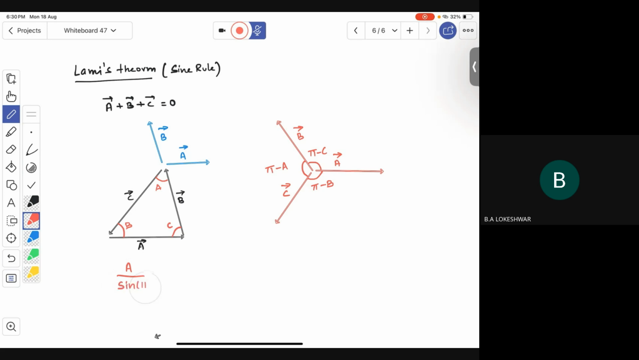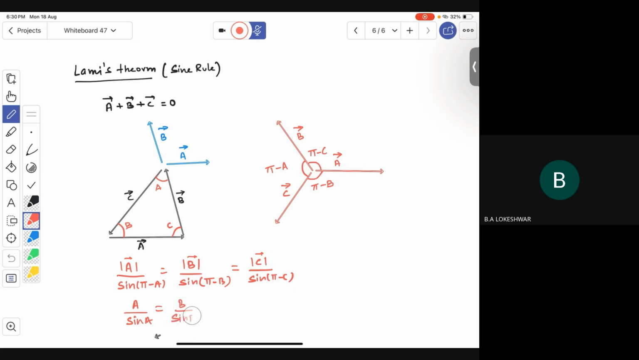Sine rule states that for these three vectors, the three sides of a triangle, the length of A divided by the sine of the angle opposite to it, which is sine pi minus A, must be equal to the length of vector B by sine of the angle opposite to B, which is pi minus B, and C by the angle opposite to it, sine pi minus C. So sine pi minus theta is sine theta only, correct? So A by sine A must be equal to B by sine B.